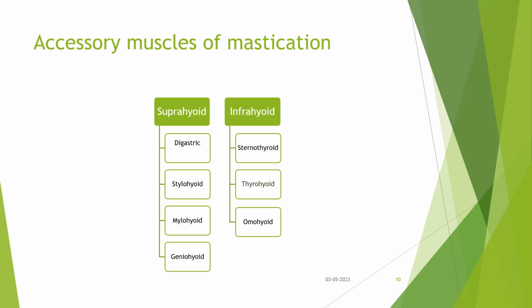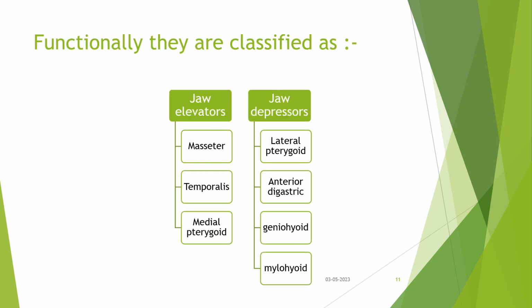These can be divided into suprahyoid muscles and infrahyoid muscles based on the position above the hyoid and below the hyoid. Above the hyoid they are called suprahyoid, below the hyoid bone they are called infrahyoid. Functionally classified as jaw elevators and jaw depressors. Jaw elevators are masseter, temporalis, medial pterygoid, and jaw depressors are lateral pterygoid, anterior digastric, geniohyoid, and mylohyoid.